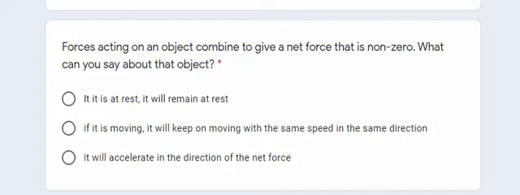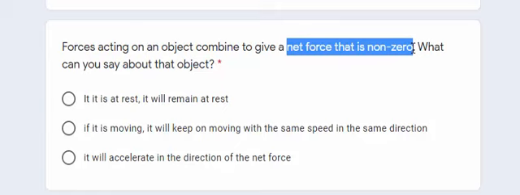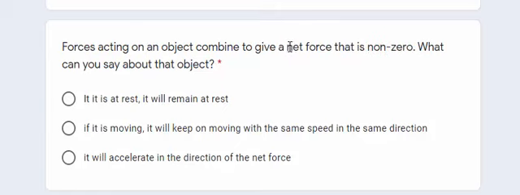Okay, this question says, forces acting on an object combine to give a net force that is non-zero. What can you say about that object? Now first, before going into the answers, remember that whenever we say that the net force is non-zero, we are saying there is a net force. That's the bottom line. If there is a net force, then that's the domain of Newton's second law of motion.